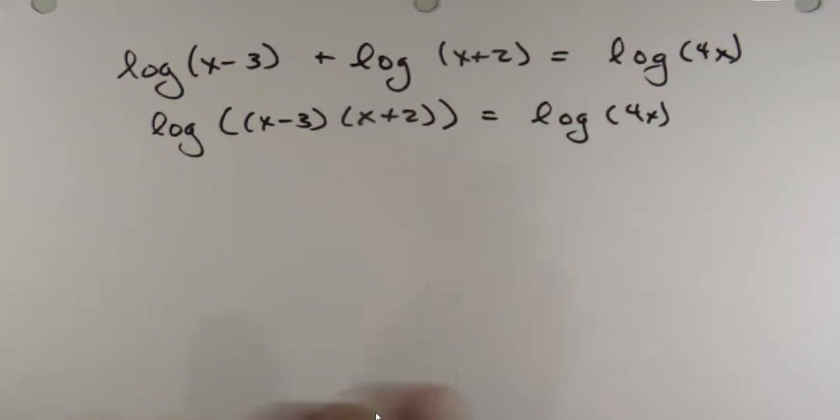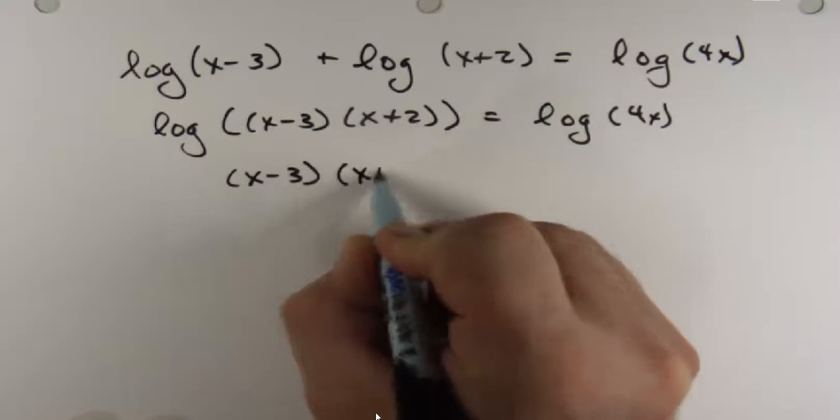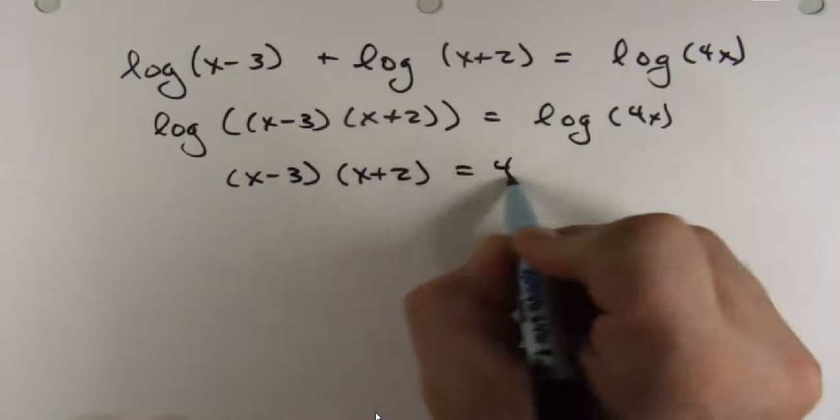The logarithms are isolated on both sides. They both have the same base. Because logarithms are one-to-one functions, the only way these can be equal is if their arguments are equal. So I know that x minus 3 times x plus 2 has to be 4x.